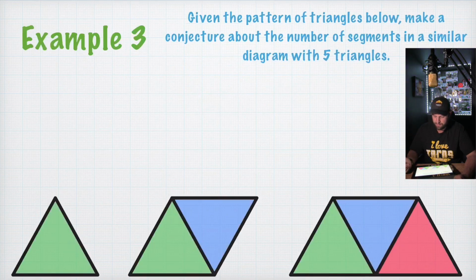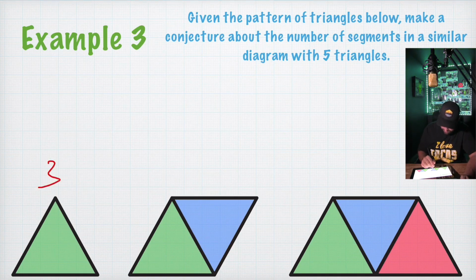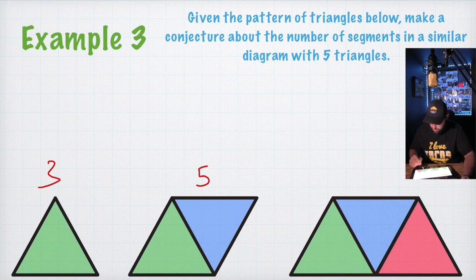Given the pattern of the triangles below, make a conjecture about the number of segments in a similar diagram with 5 triangles. Like I said, I like to just see what's changing. This triangle has 3 sides. Here we have 2 triangles, and how many lines do we have? 1, 2, 3, 4, 5. So I'm going to go 3, 5. This has 3 triangles, and it's 1, 2, 3, 4, 5, 6, 7 sides.